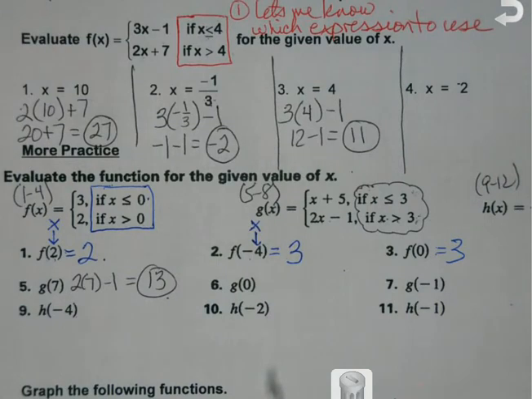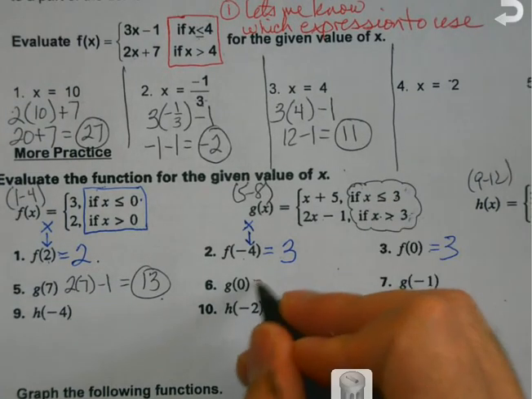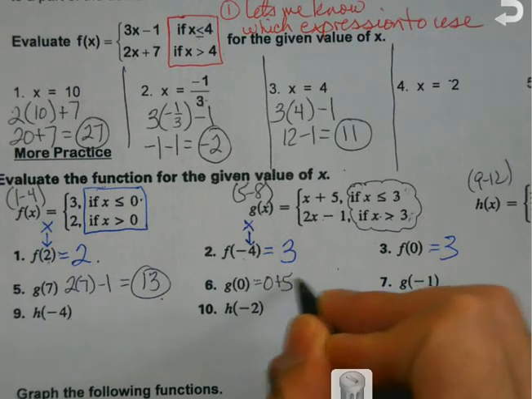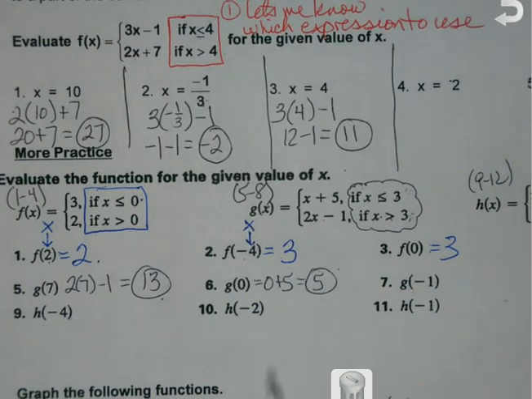What about number 6? What about if x equals 0? Top. 0 is less than 3. So I just plug in a 0 there. Get my answer. Okay, keep life simple.